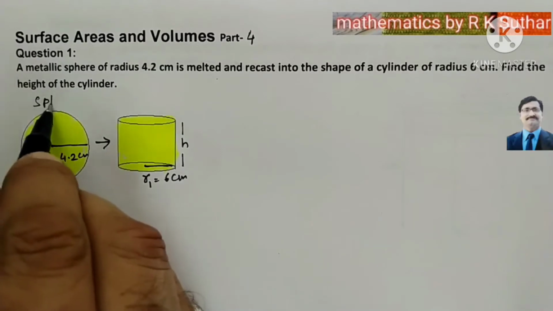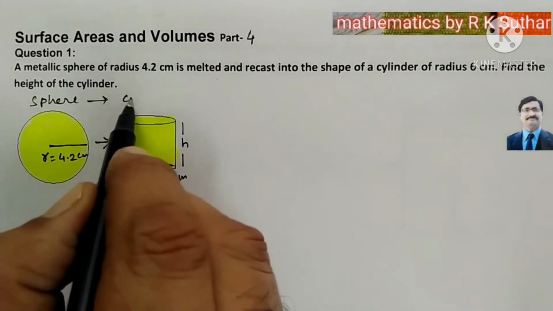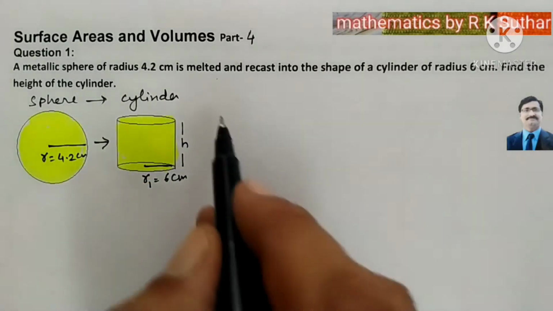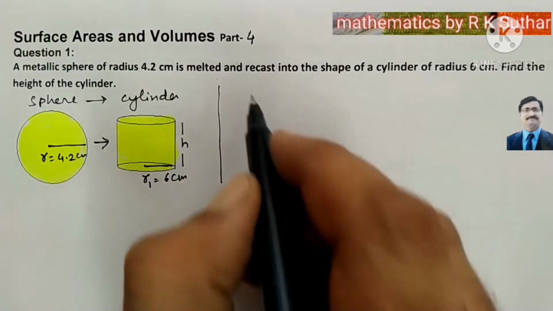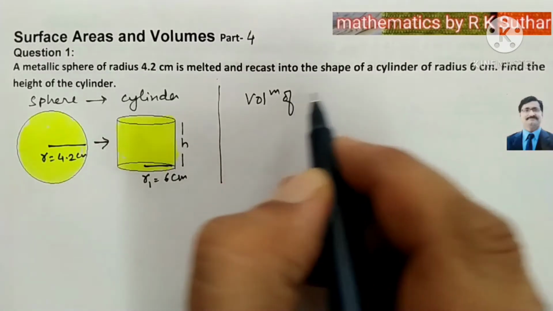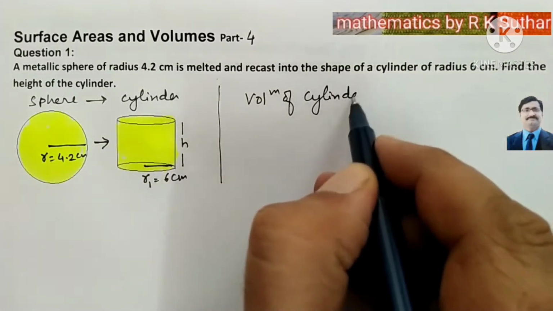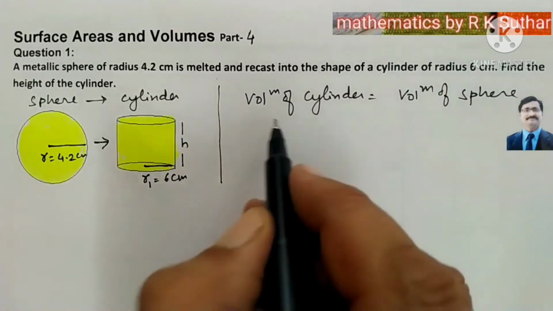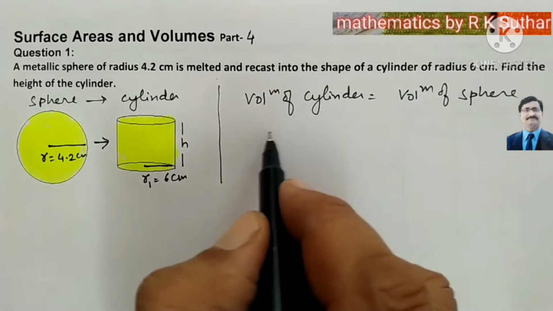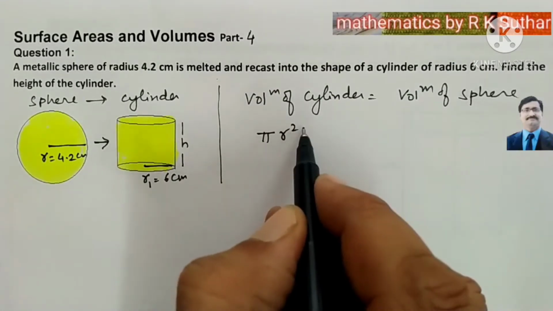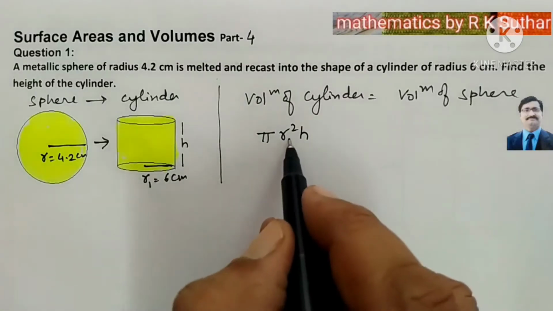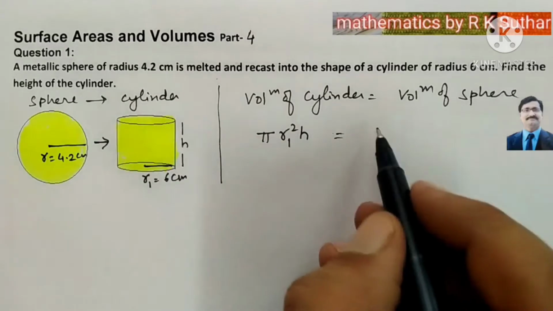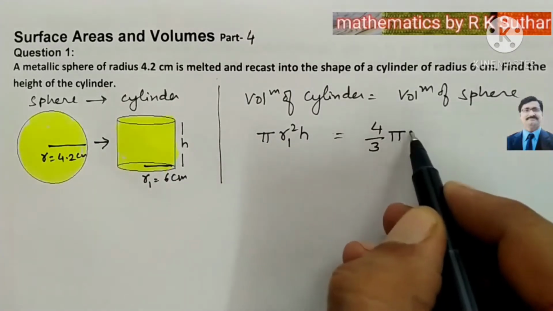This is a sphere and we convert it into a cylinder. So look here, when you do the conversion, the volume will be the same. So we can write here that volume of cylinder equals volume of sphere. Formula for both we know already. Formula for volume of cylinder is pi r square h. Here r we write r1 because these two r are different. Now volume of sphere we know already, 4 by 3 pi r cube.